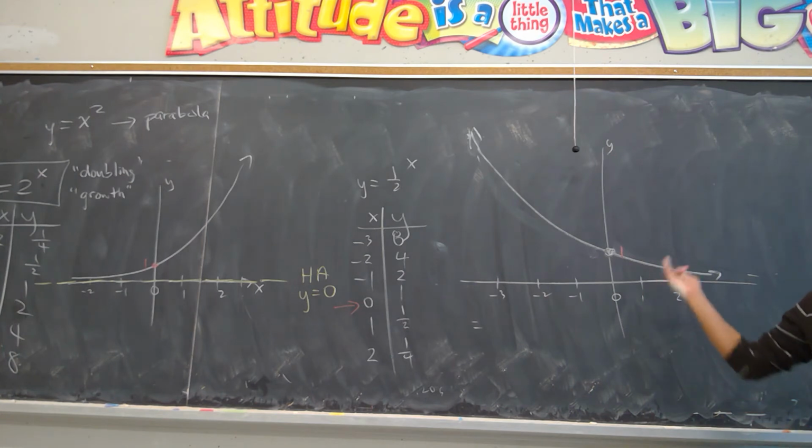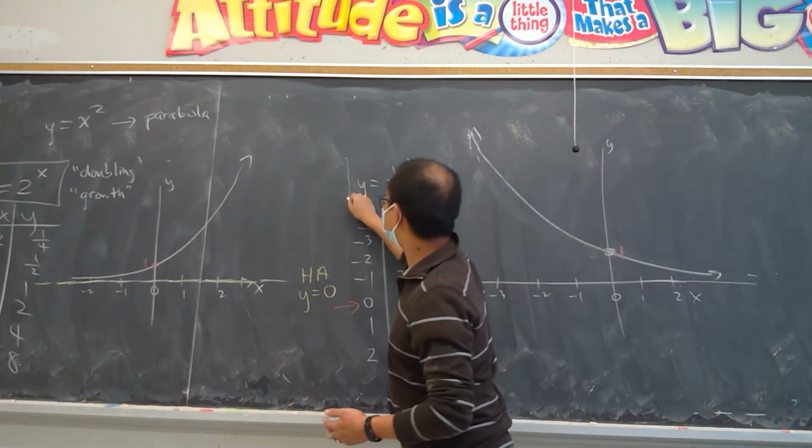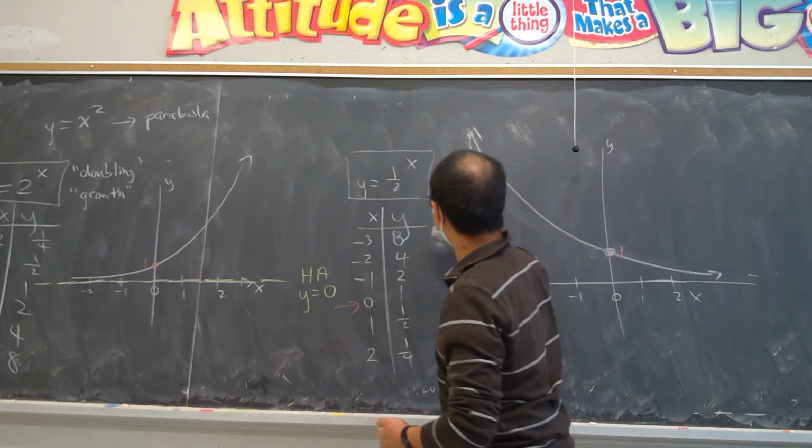Any volunteer want to describe this one? This one's a little harder than that. Is it a halving? It is a halving, nice. y equals (1/2) to the x is a halving.